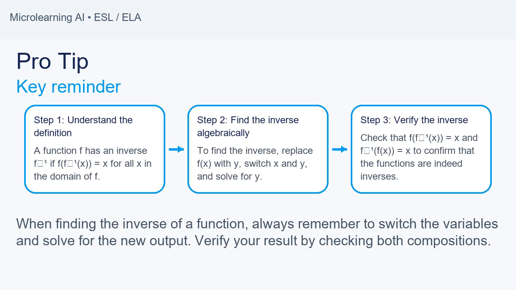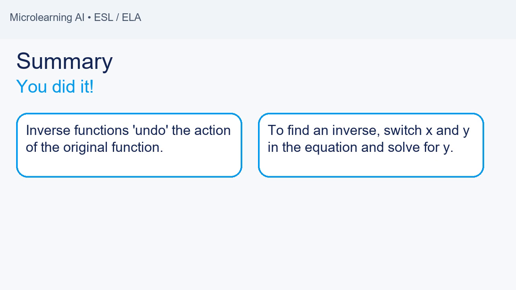Pro tip. When finding the inverse of a function, always remember to switch the variables and solve for the new output. Verify your result by checking both compositions. Summary. Inverse functions undo the action of the original function. To find an inverse, switch x and y in the equation and solve for y.